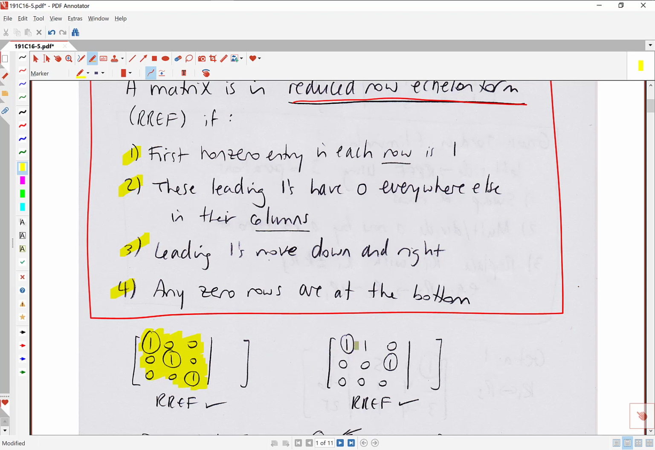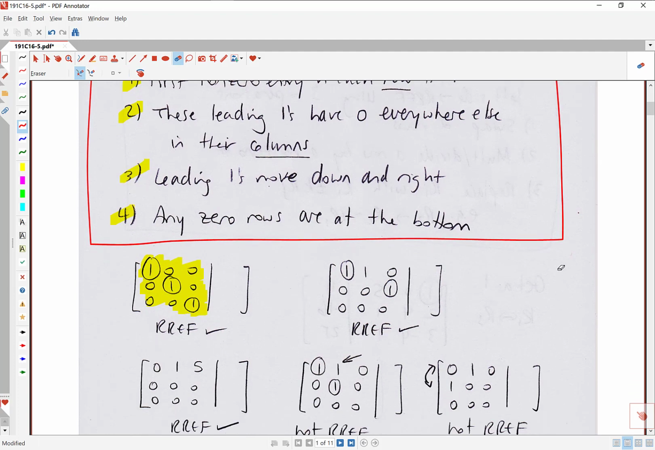Another example of a matrix that is in RREF would be something like this. So the first non-zero entry in each row is a 1. Those leading ones have zeros everywhere else in their columns, so that's good. The leading ones are moving down and right, so notice that they don't have to move strictly down the diagonal. It's just that as you read row by row, each one is further to the right than the previous one. So that's good. And then we've got a 0 row sitting at the bottom of the matrix. Okay, let's see another few examples.